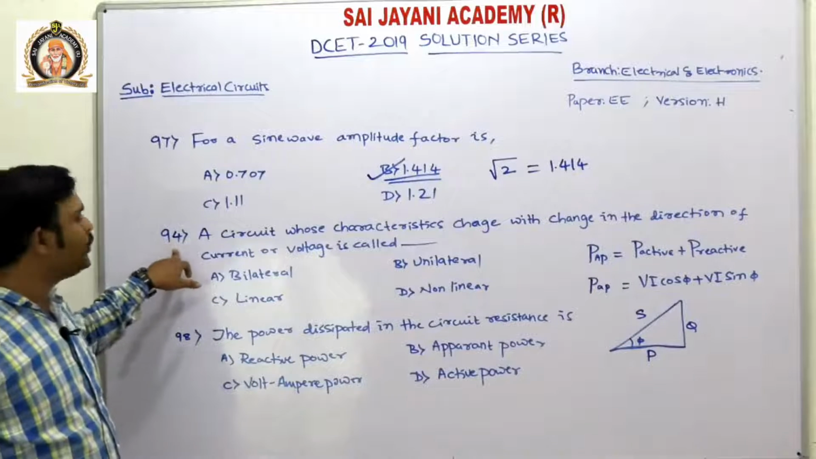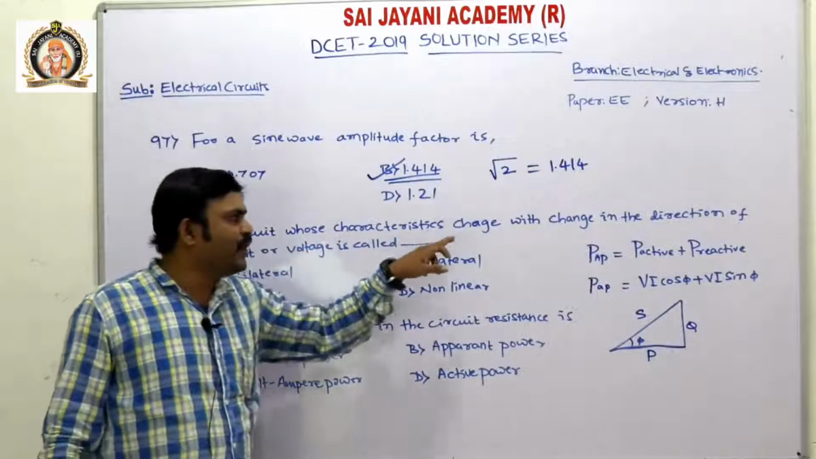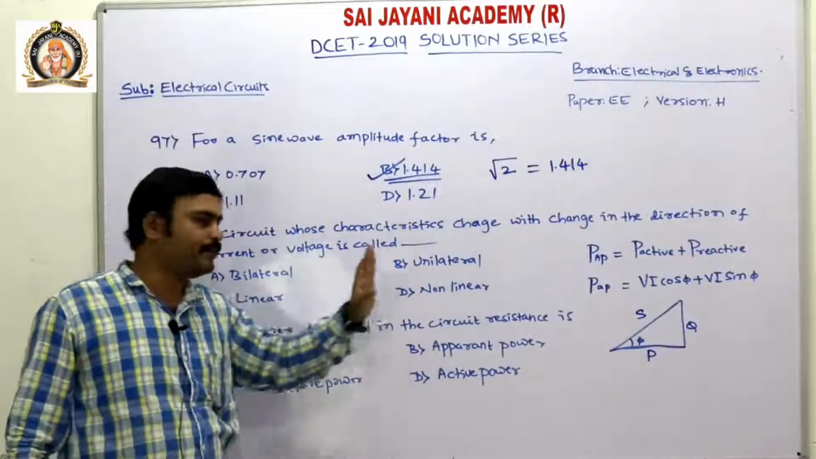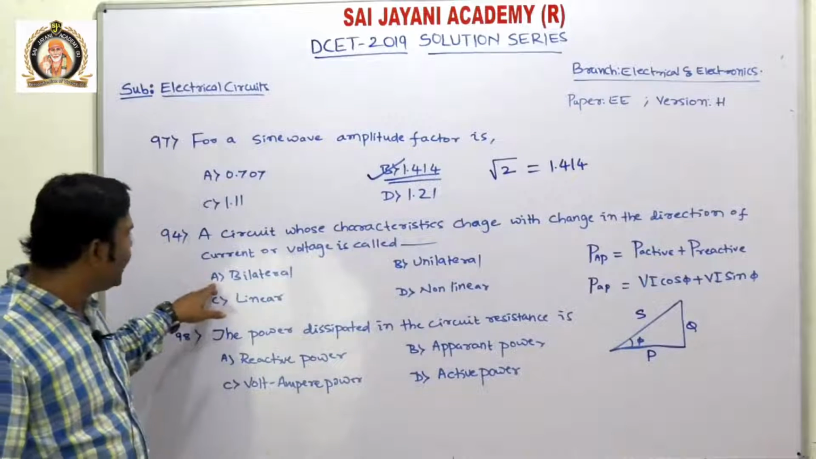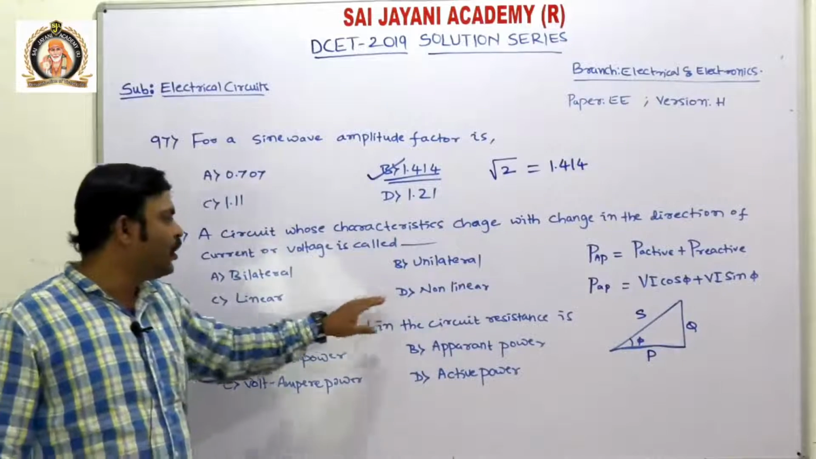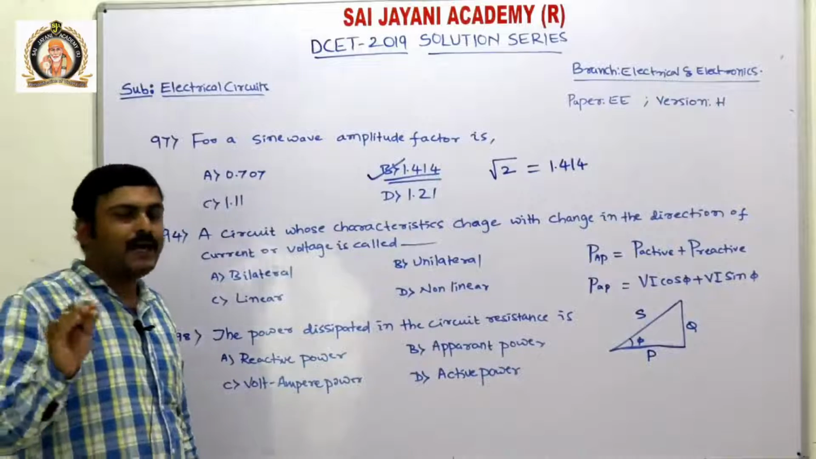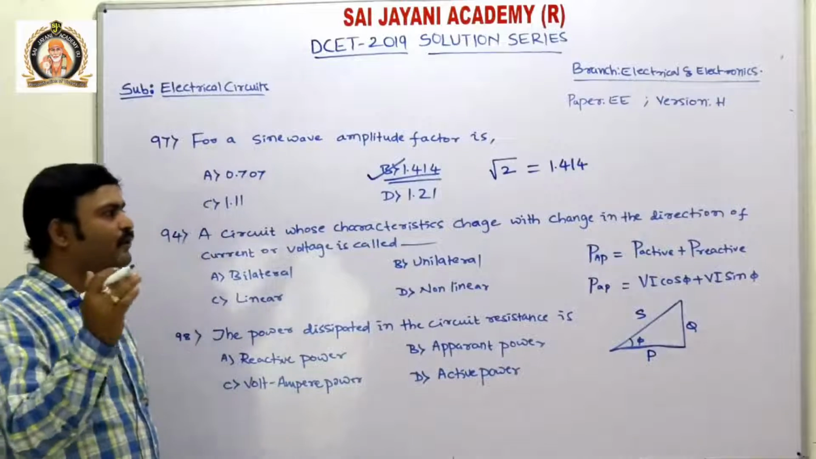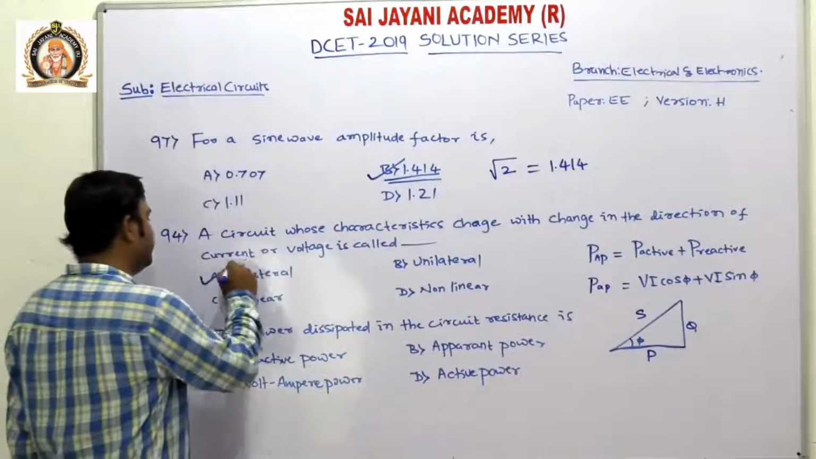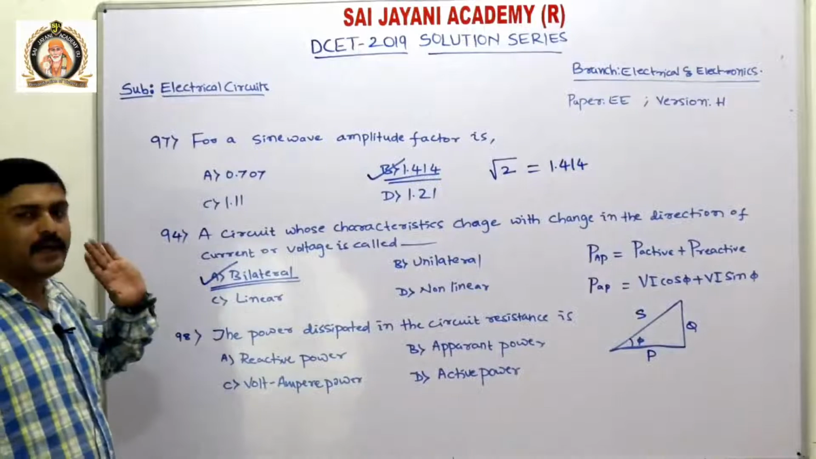I had left this question. Question number 94. A circuit whose characteristics change with the direction of current or voltage is called dash. Option A bilateral, option B unilateral, option C linear, option D non-linear. A circuit whose characteristics change with a change of direction of current or voltage is called bilateral. Option A is the right answer.